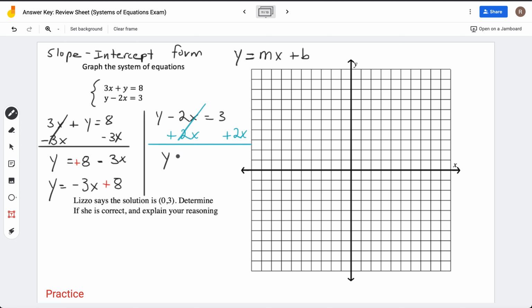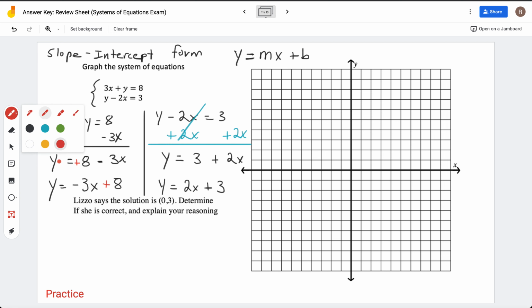y is equal to 3 plus 2x. Remember, we can't combine these. They're not like terms. They don't have the same variable. And now we have to rewrite them so that the x term comes before the constant. So y is equal to, this is positive 2x, so we can just leave it as 2x. And this is positive 3, so it's y equals 2x plus 3.